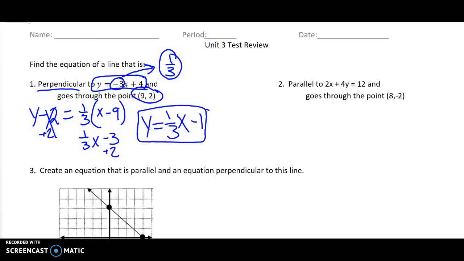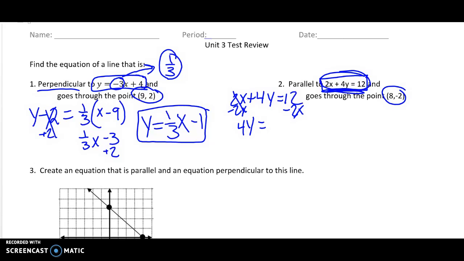Number 2, parallel to this line and goes through (8, -2). A little bit different because I know parallel has to have the same slope, but what is my slope? I don't know yet. I need to rearrange this equation to y equals mx plus b form in order to know the slope. So, 2x plus 4y equals 12. Subtract 2x from both sides. 4y equals -2x plus 12. Divide by 4, and I get y equals -1/2 x plus 3. -1/2 is my slope.